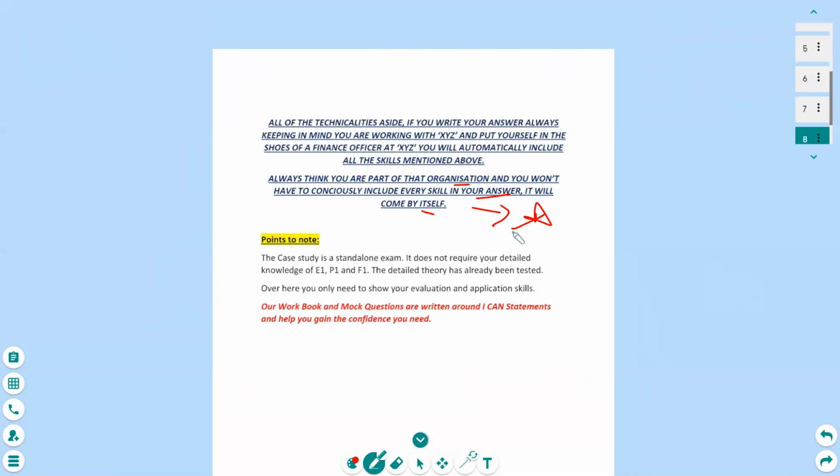For that, you will need your basic E1, P1, F1 knowledge. You will need the basic understanding of the blueprints that we spoke about, because the detailed theory has already been tested. Now you only need to show your application, evaluation, explanation skills. So whenever you are revising any topic, don't try to mug it up. Just try and remember it in your own simple words. If you do that, definitely in the exam, you will be able to write a good answer with all the practice that we do. Now, the workbook that we create, the mock questions booklet that we create, which is written around the I can statements, will help you gain the confidence that you need.